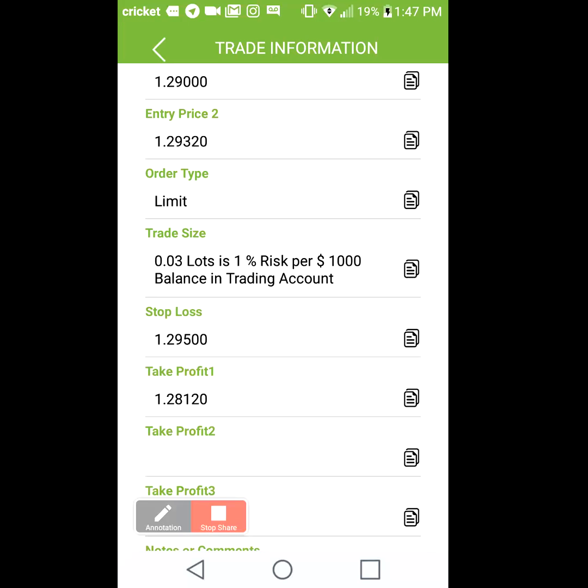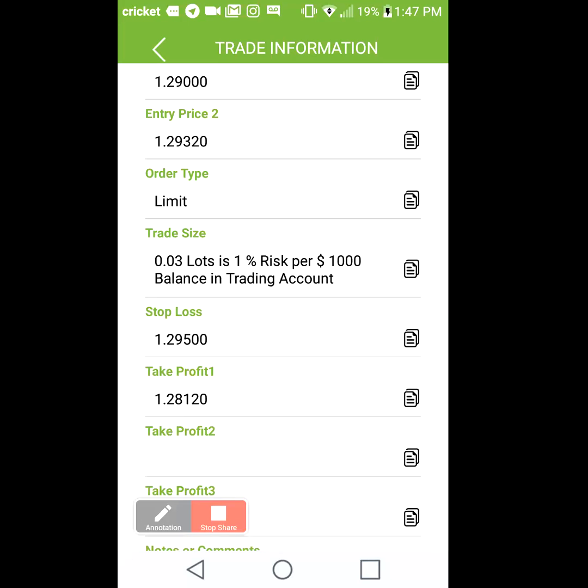1.29500. Very good. And then our take profit is 1.28120. All right. So now what we're going to do is take this information from Swipetrades and put it in MetaTrader 4.